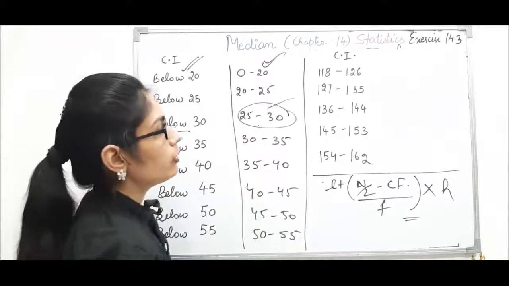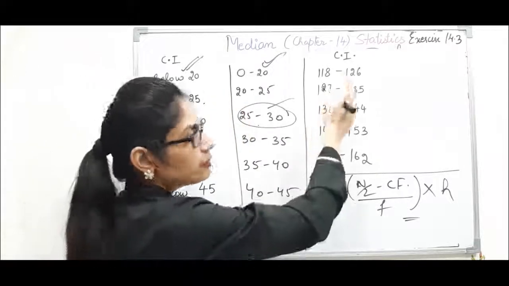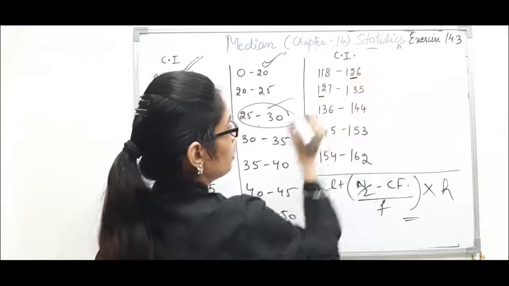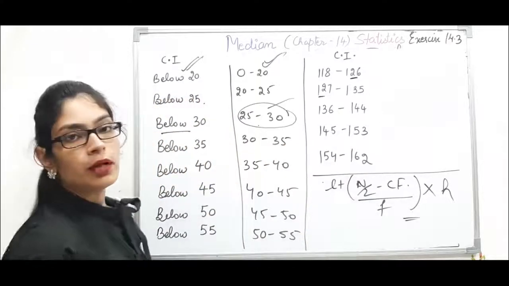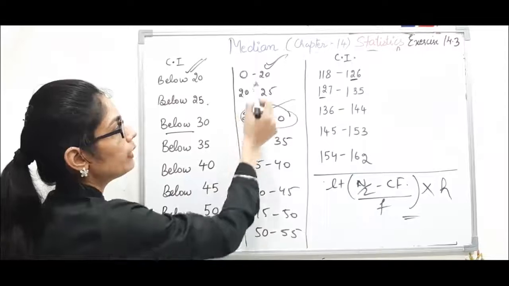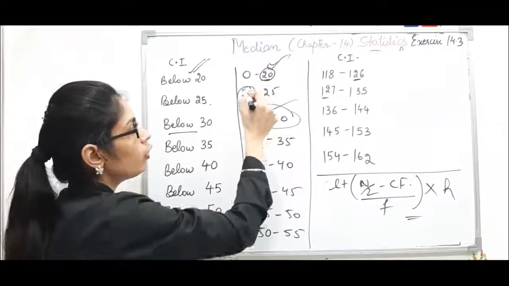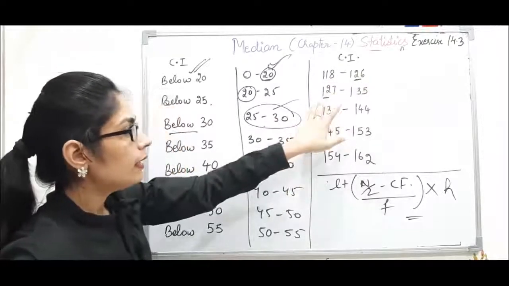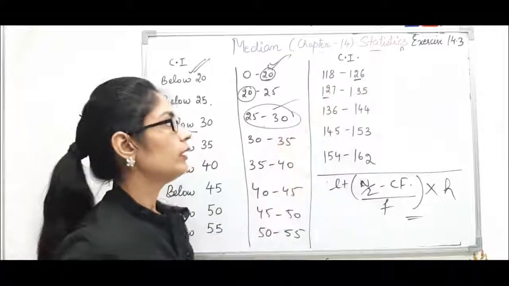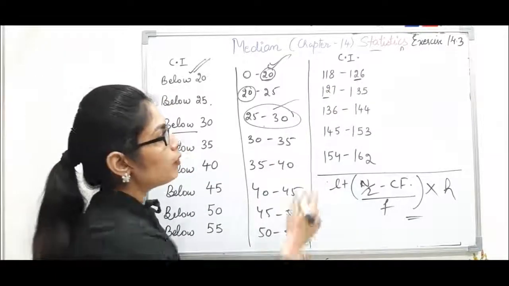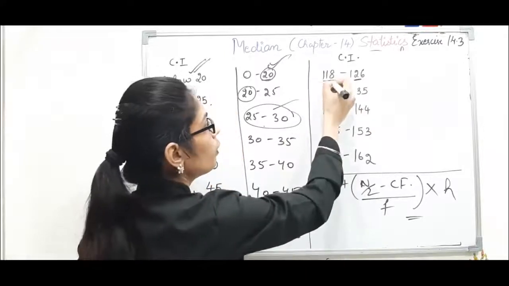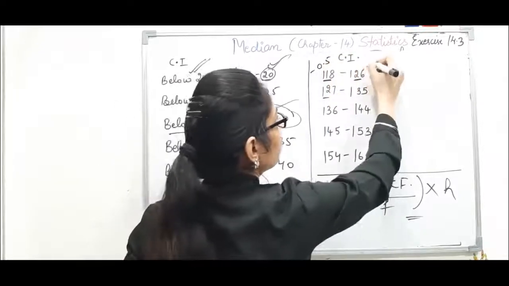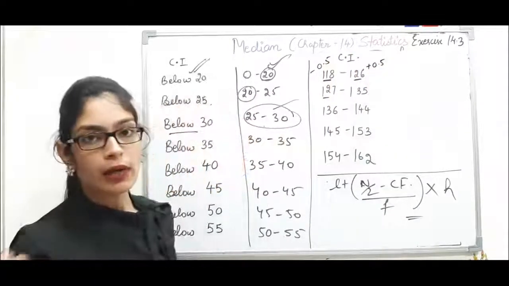In the next question, see next to this one, this is something we have already discussed while doing mean. If you see these 2 terms, they are not the same, but these 2 terms should always be the same. See 0 to 20: if 20 is there, here it should also be 20. But here if you see 118 to 126, then here 127. There is a difference of 1. In this type of class interval, you have to do one thing: from the lower limit, you have to subtract 0.5, and to the higher limit, you have to add 0.5.